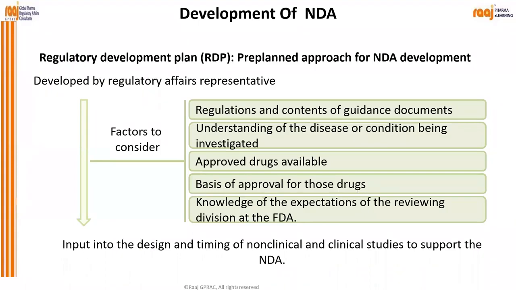Then some factors from the regulatory perspective are regulation and content of the guidance document. You have to understand the disease and condition being investigated. Then the approved drugs that are available, the basis of approval for those drugs, knowledge of the expectations of the reviewing division at the FDA, and input into design and timing of non-clinical and clinical studies to support the NDA. Okay, so these are the important factors which are jotted down for you.